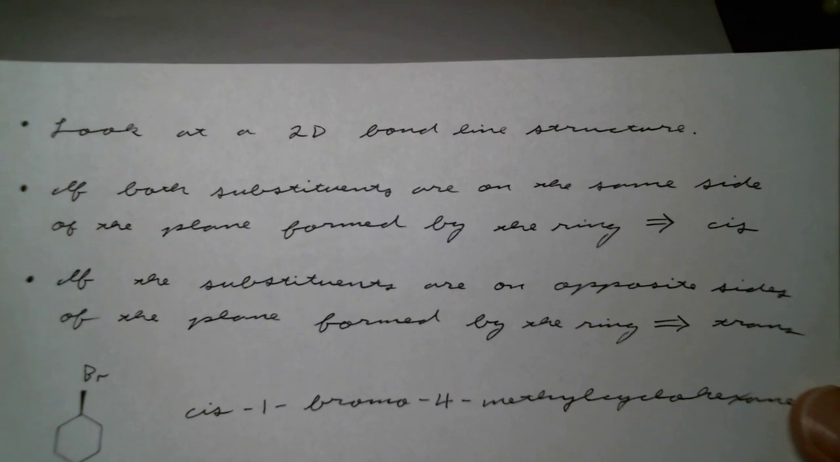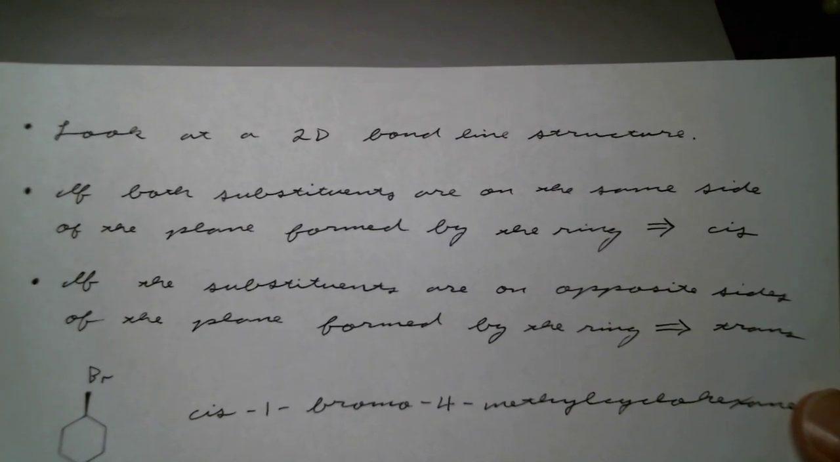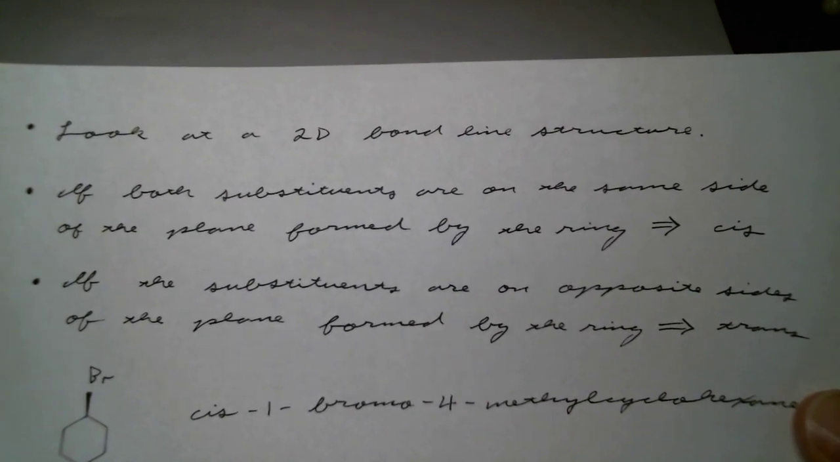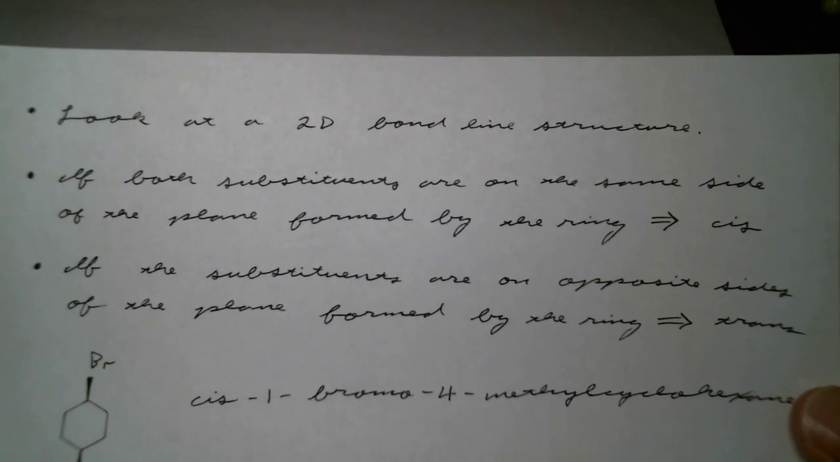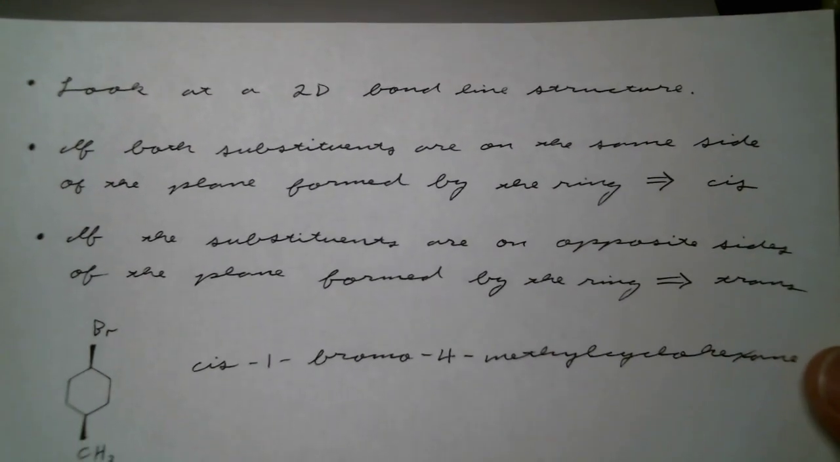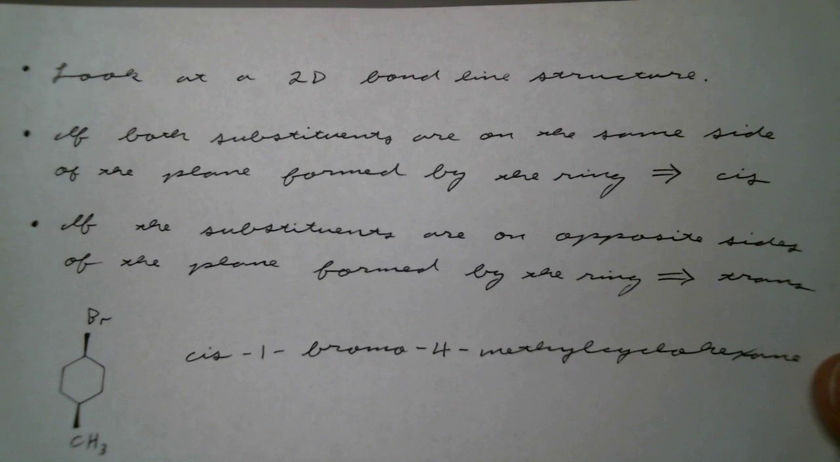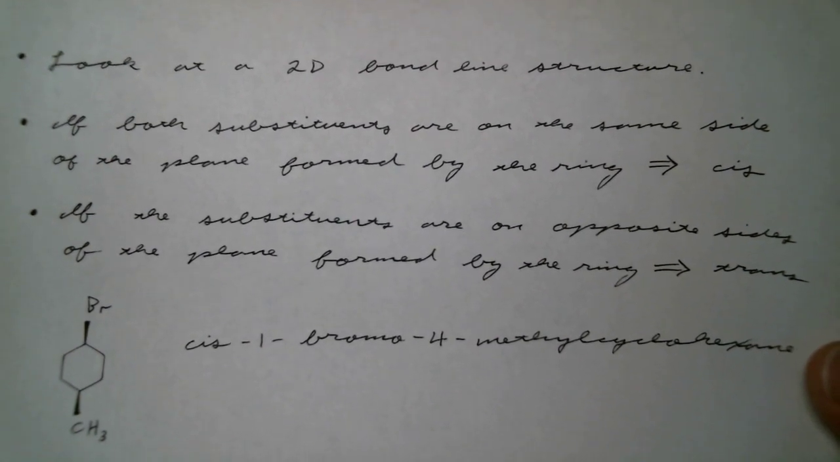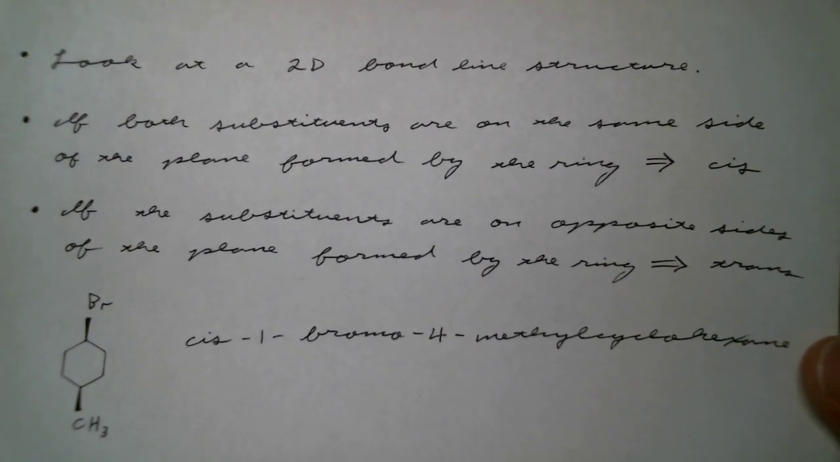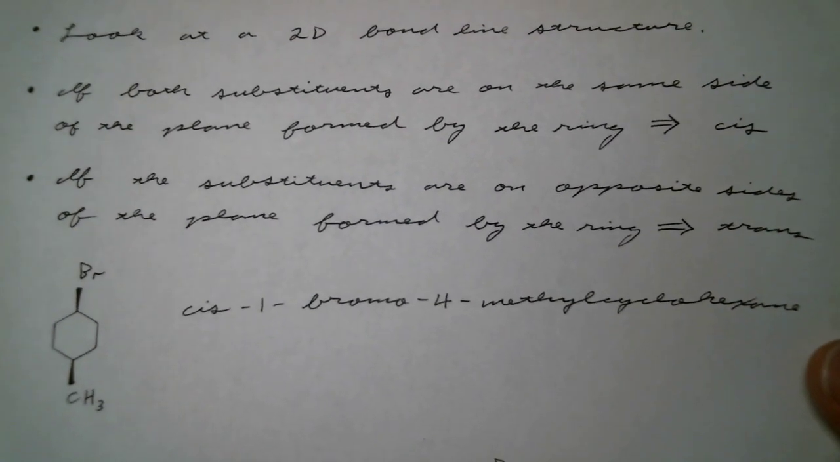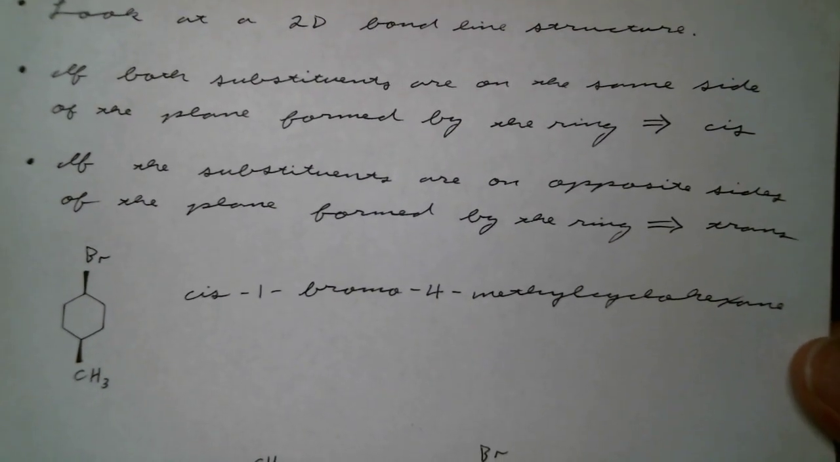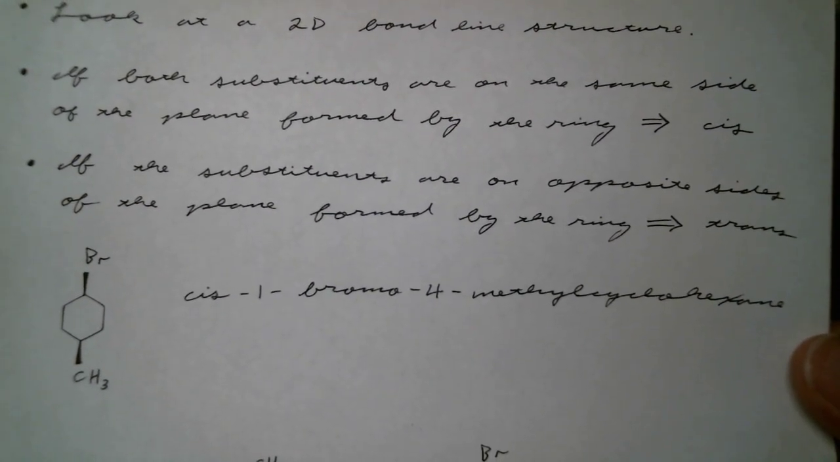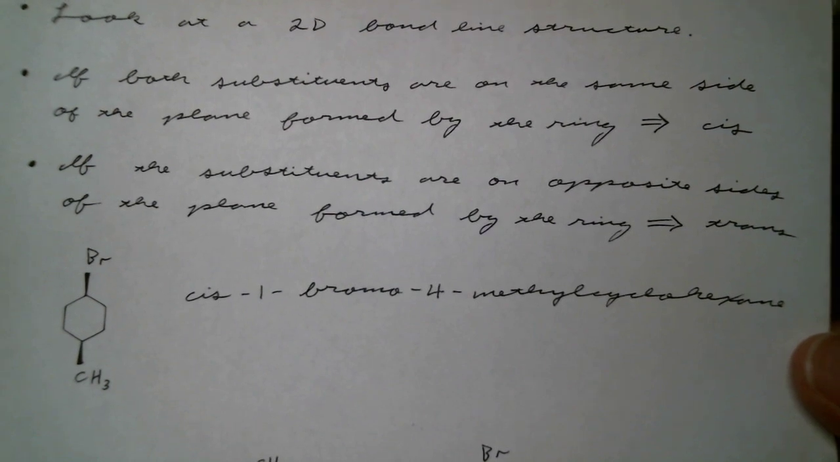Of course, in applying the cis and trans terminology, you look at the two-dimensional bond line structure. If both substituents are on the same side of the plane formed by the ring, that's a cis relative orientation. If the substituents are on opposite sides of the plane formed by the ring, that's a trans orientation. So here we have cis 1-bromo 4-methyl cyclohexane.